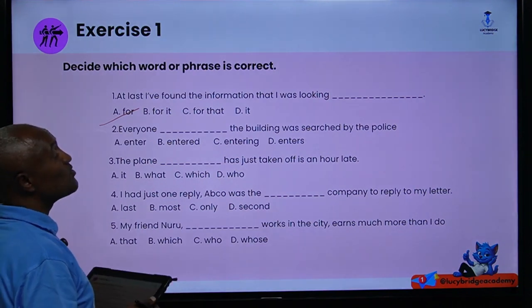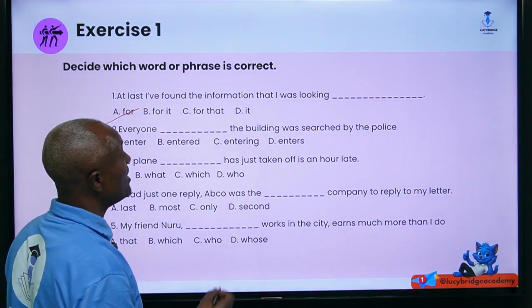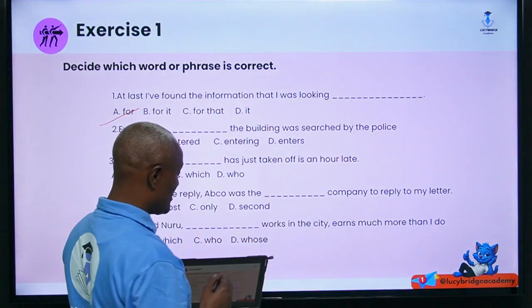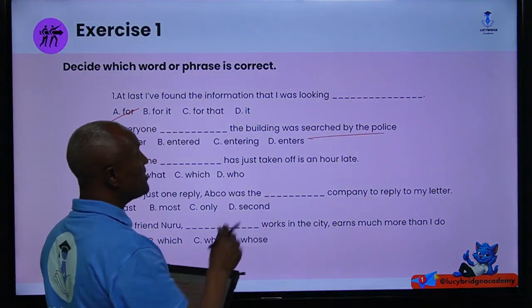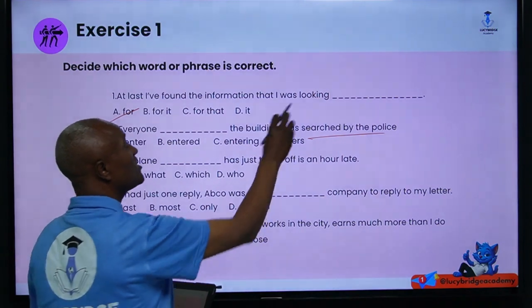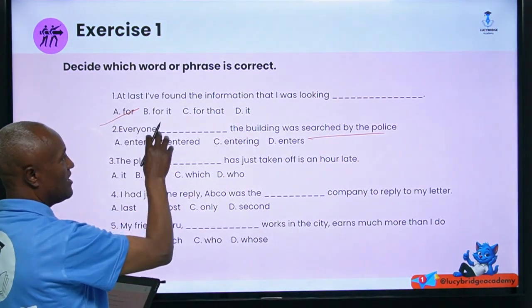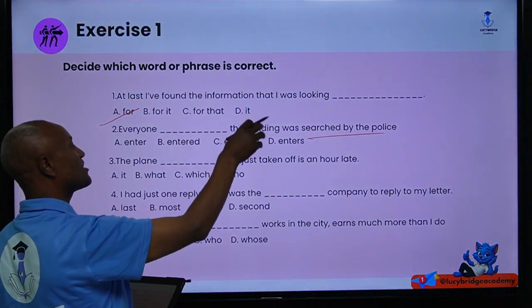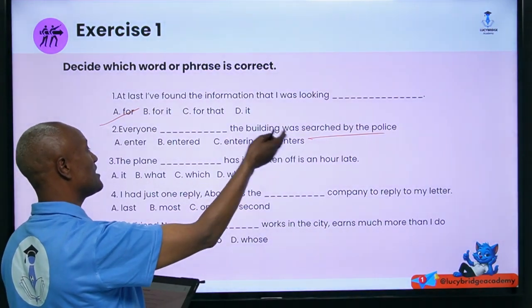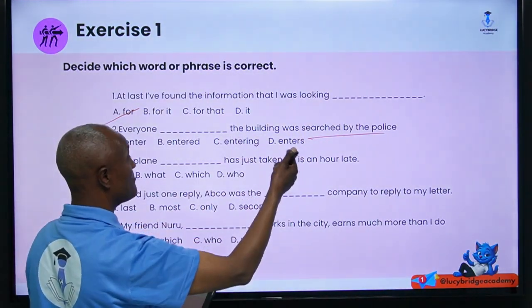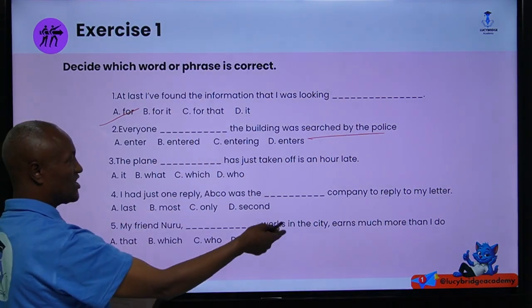"Everyone that the building was searched by the police." Here, "searched by the police" is passive, as you know, but we don't look at that one, okay? This is not our business. We have to see here: everyone who entered the building was searched by the police. Everyone who enters, that means, okay?